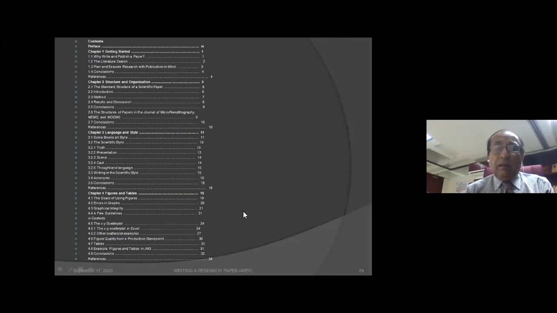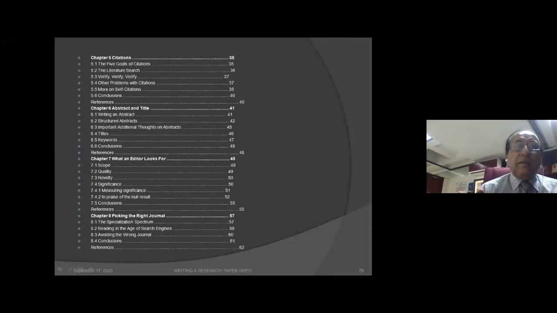Then chapter 6 covers the abstract and title: how to write an abstract and how to select a suitable title. The principle is that the title should be in line with the text of the whole paper, and the abstract should be a good concise summary of the whole paper, containing almost every aspect in a very summarized form. Abstract means a summary; another word for this is synopsis. It goes from the introduction to the conclusion very briefly.